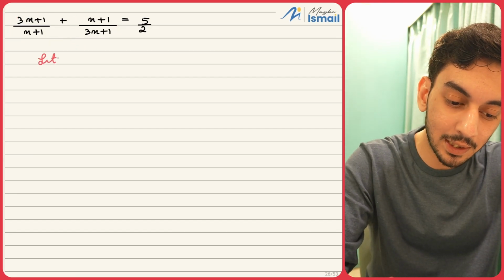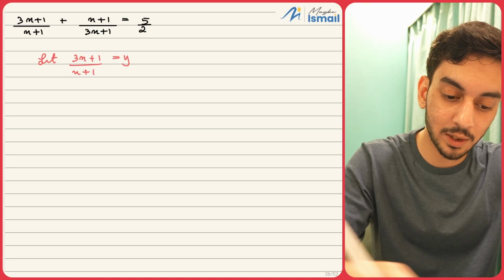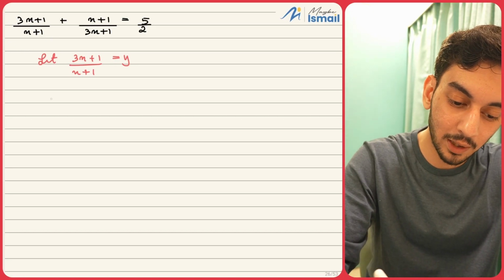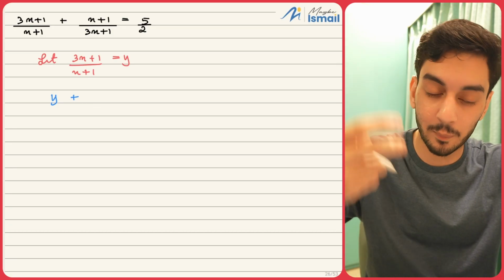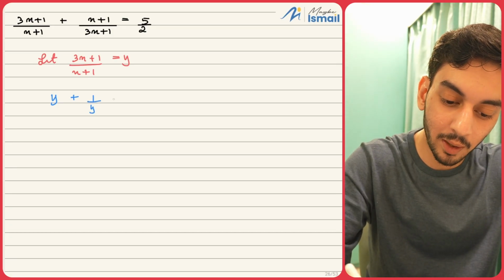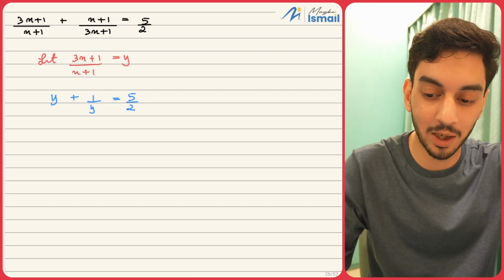So if I say let 3x plus 1 upon x plus 1 is equal to y, the first term is going to be y. So I'll write y, plus the second part is just the reciprocal, the flip of it. So I'll write 1 over y is equal to 5 over 2. That is how simple and basic my equation looks like.